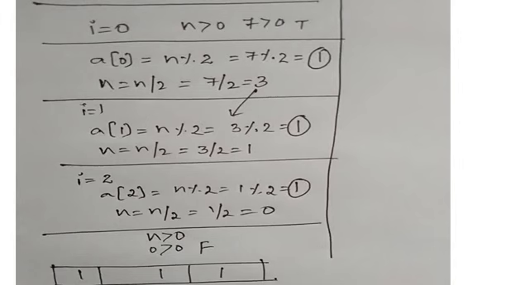When I is 0, n greater than 0, that is your condition, and here the input is 7. So 7 greater than 0 is true. A of 0 is equal to n mod 2, 7 mod 2 is 1 and n is equal to n by 2, 7 by 2 is 3. So in the first step a of 0 is 1 and n is 3. And now I is 1, a of 1 is equal to n mod 2, that is 3 mod 2 is 1 and n is equal to n by 2, 3 by 2 is 1 and so on. So a of 0 is 1 and a of 1 is 1 and a of 2 is 1.